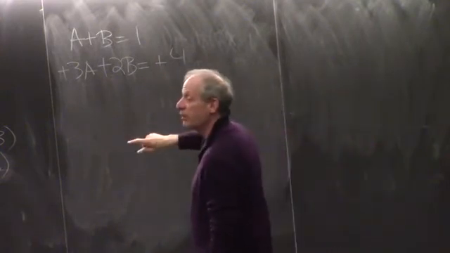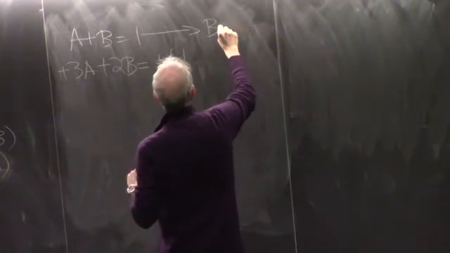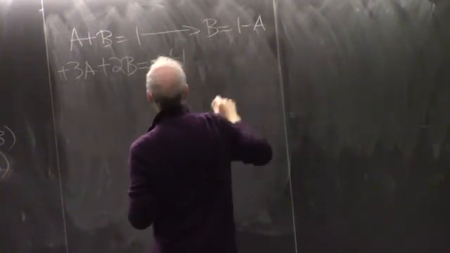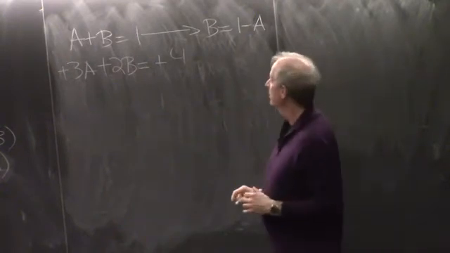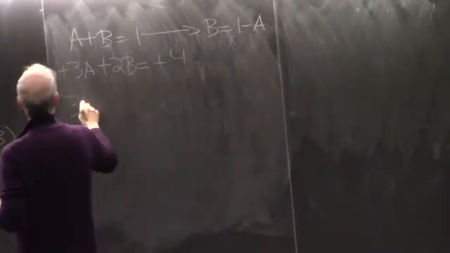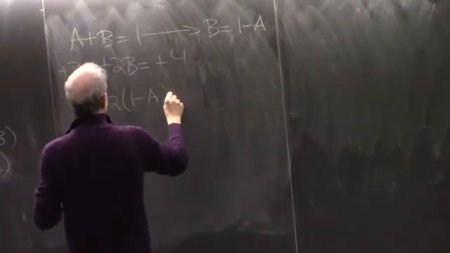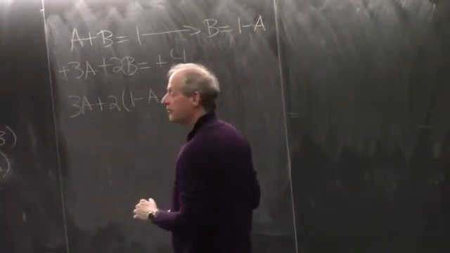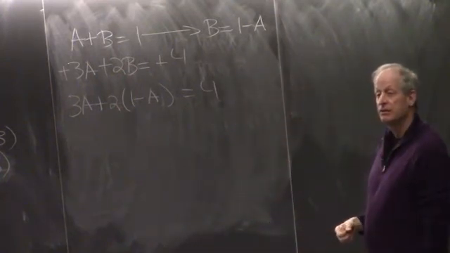Now let's do this a different way, since people seem to have trouble with subtracting equations. Let's say that b is 1 minus a and substitute, because many of you are more comfortable doing it that way. So this becomes 3a plus 2 times 1 minus a equals 4. Do they see what I'm doing? Who's lost?